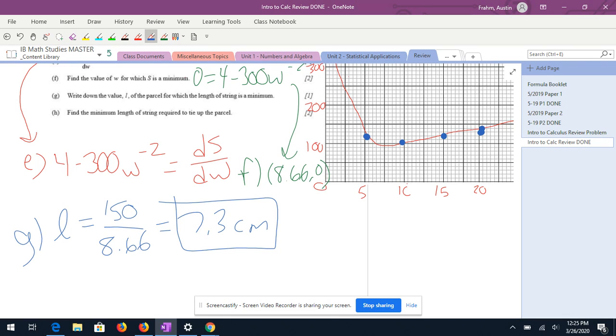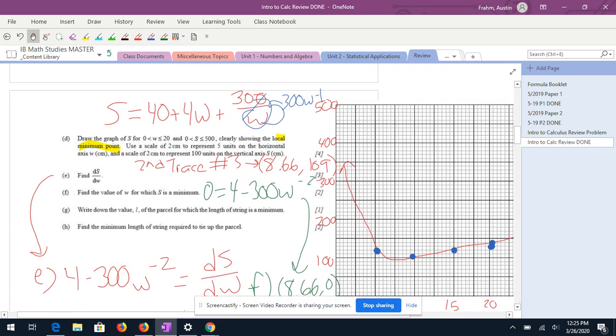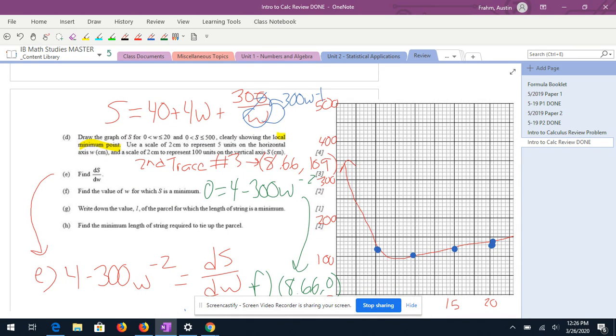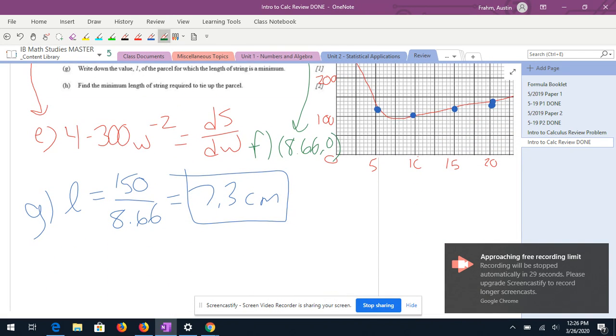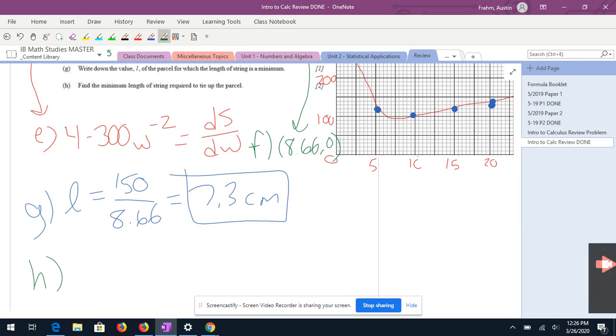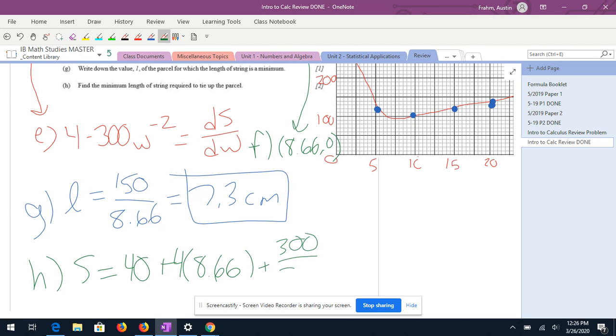And then similarly, in part H, if we wanted to find the minimum length of string required to tie up the parcel, all right, if we go back up to our equation for S, we now know W from part F, so we just plug that in. So H, we would do S equals 40 plus 4 times 8.66 plus 300 divided by 8.66. We get an answer of about 109 centimeters.